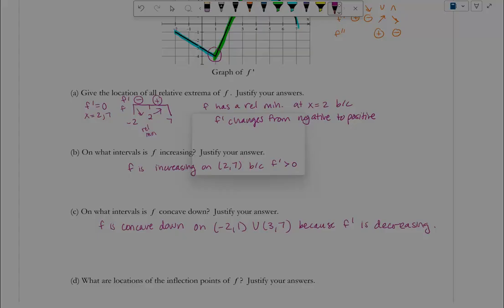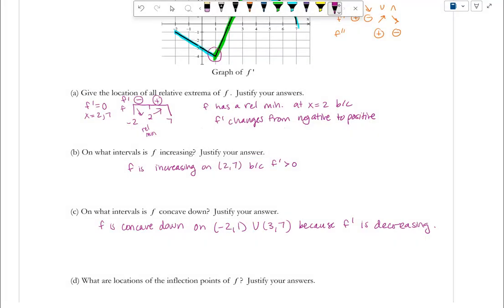While it's true that our second derivative is negative here, that's not the reasoning we're going to use. Going back to this idea of claim, evidence, and reasoning, the evidence that we have is the graph of f prime. If we talk about our second derivative being negative, we would have to say how we know that. And we know that because f prime is decreasing.